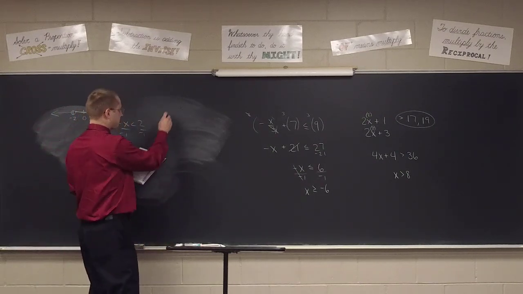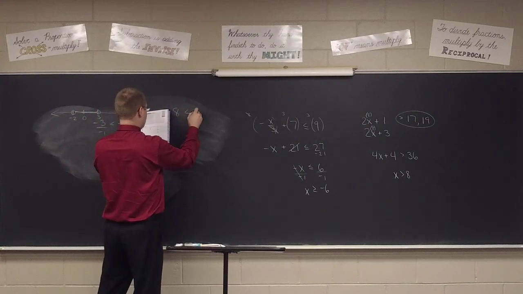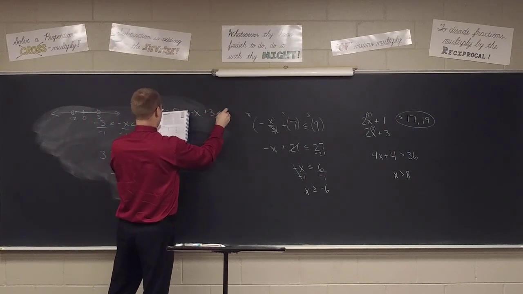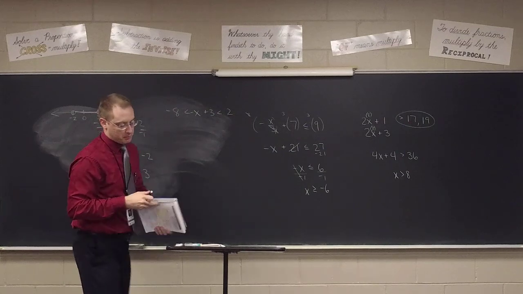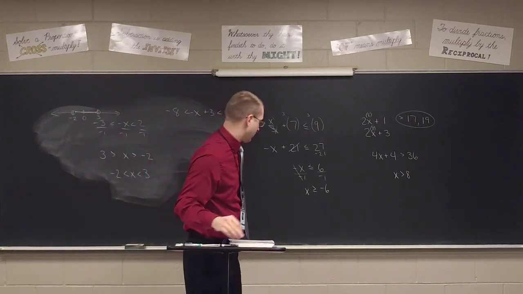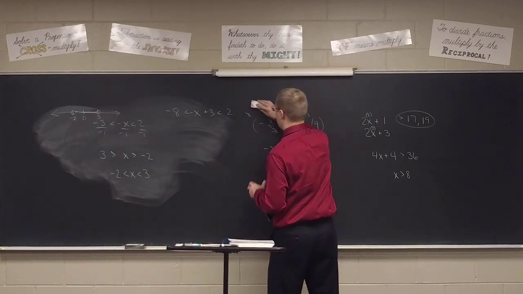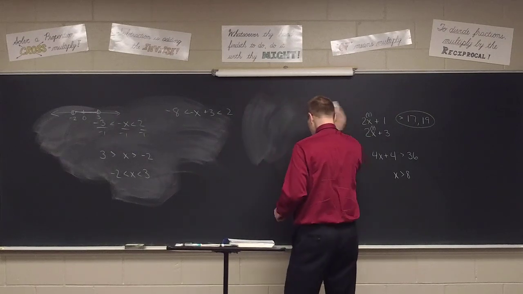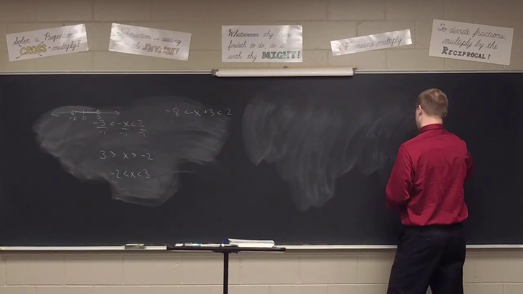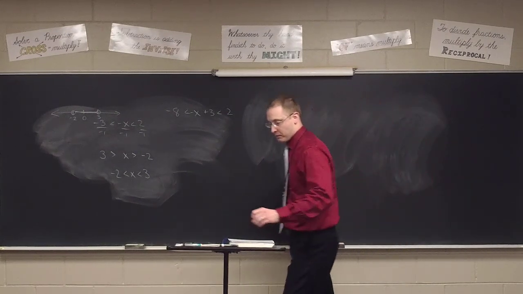Number 13, negative 8 is less than negative x plus 3 is less than 2. And Bracken, 2 steps on this particular problem. Walk me through. Good. Subtract 3 from every part of the inequality. What do we get when we do that?